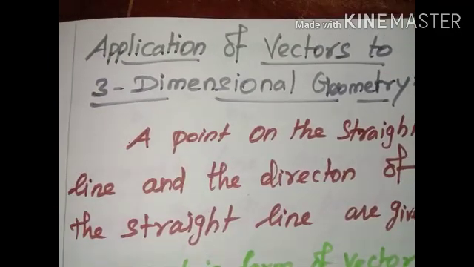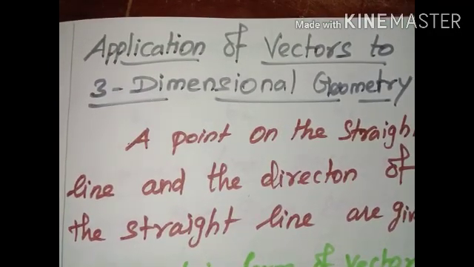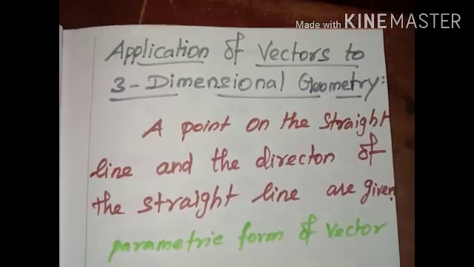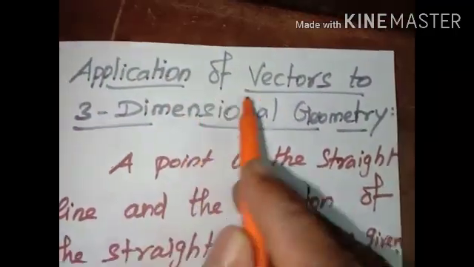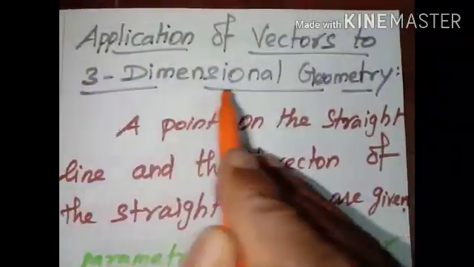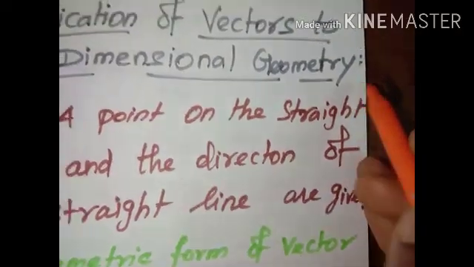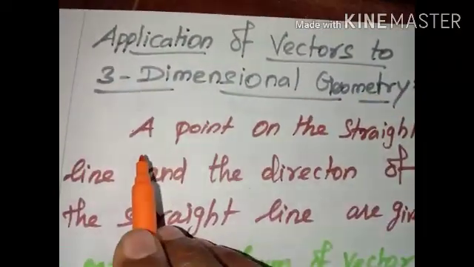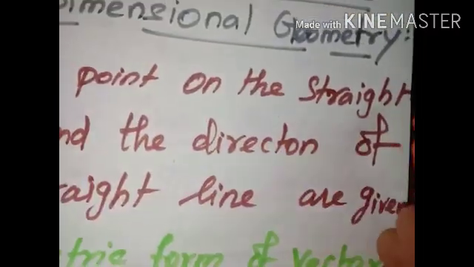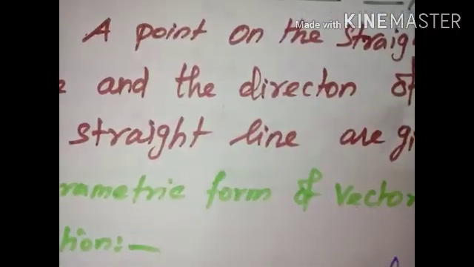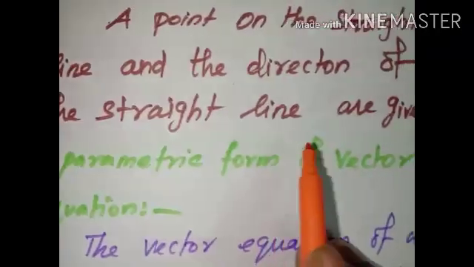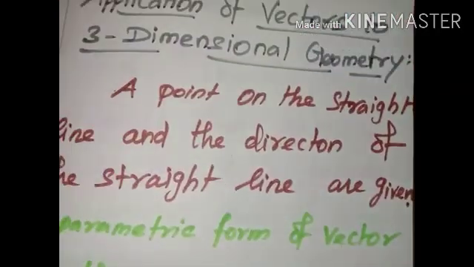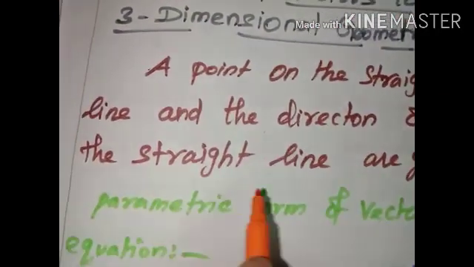Hi students, I am going to start the exercise 6.4 introduction video. The topic is applications of vectors to three-dimensional geometry. A point on the straight line and the direction of the straight line are given.